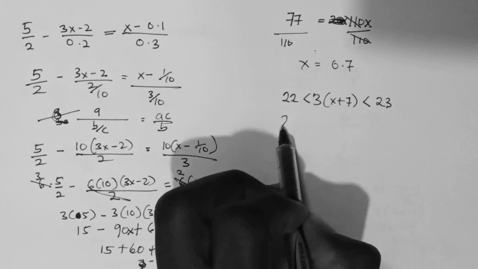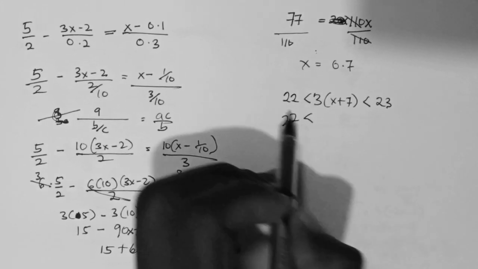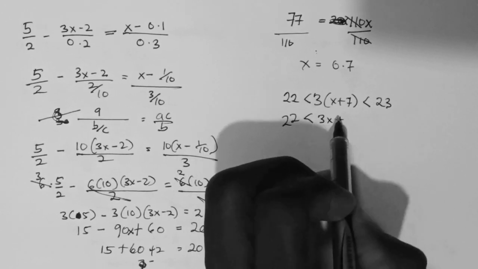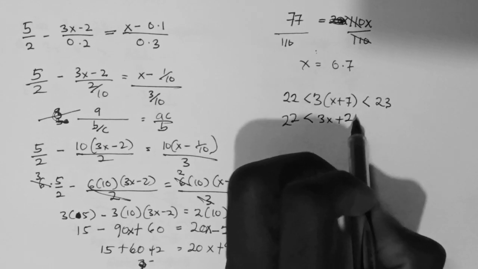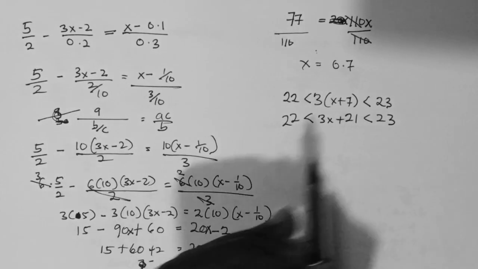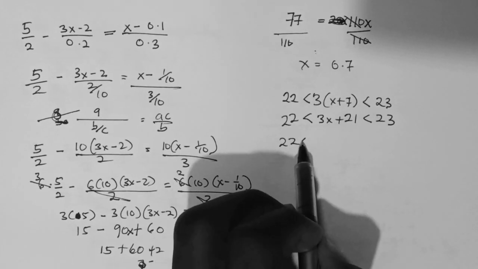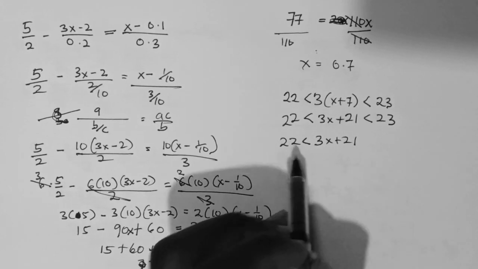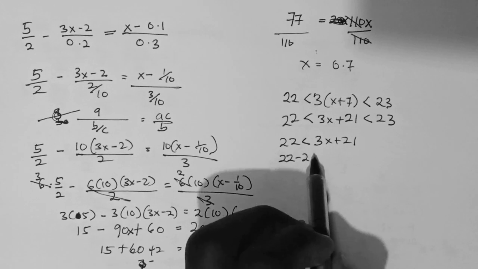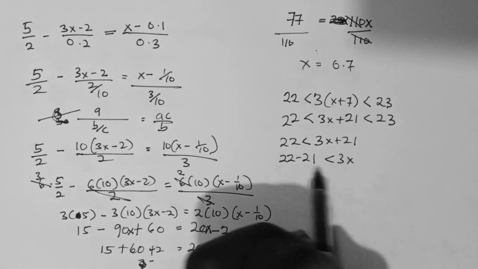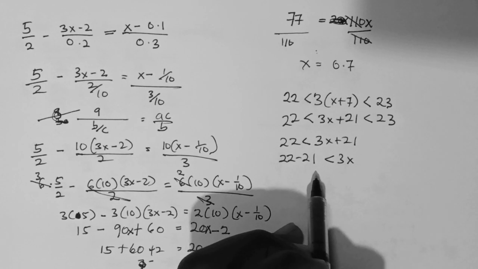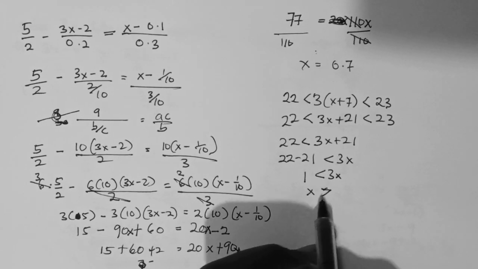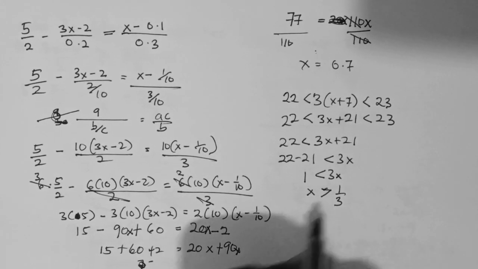So let's just review this. It becomes 22 less than 3x plus 3 times 7, which is 21, less than 23. So let's take this. It becomes 22 less than 3x plus 21. So if we bring 21 to this side, it becomes 22 minus 21 less than 3x. 22 minus 21 equals 1 less than 3x. So x is greater than 1 over 3.